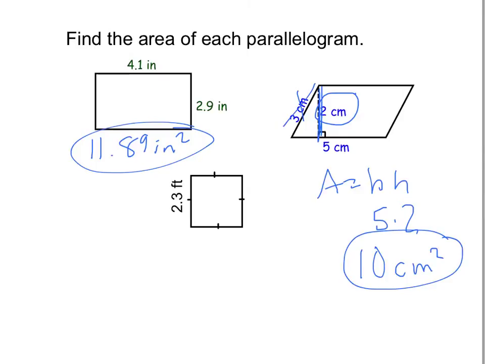A square, you only need one dimension on a square because these little lines are indicating that they are all the same length, which means that the base is 2.3, the height is 2.3, and when you multiply them together, you get 5.29 feet squared.